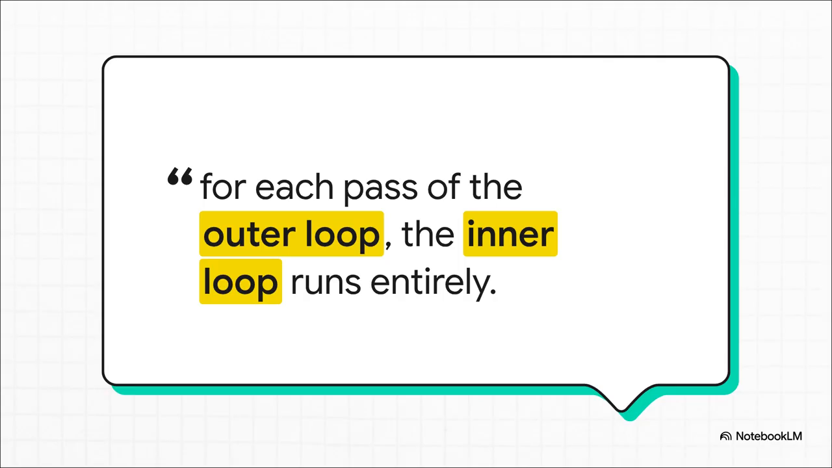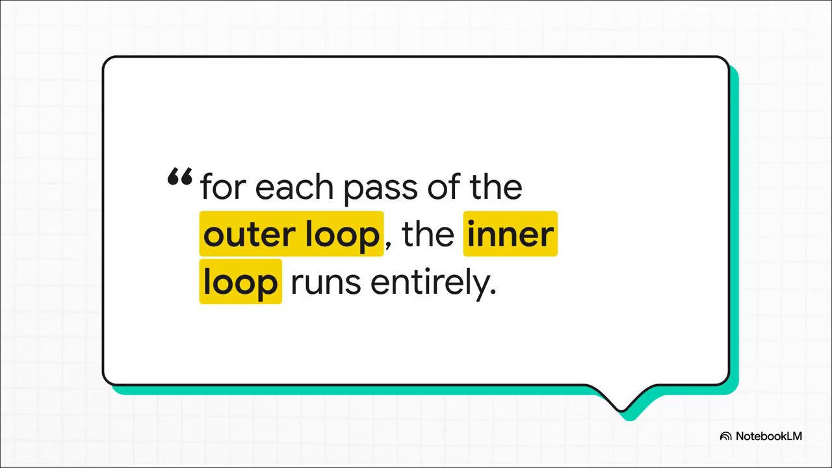And here is the golden rule, the one thing you really need to remember. For every single pass of the outer loop, the inner loop runs completely, start to finish. Think of it like this. The outer loop takes one big step, then it just pauses and waits for the inner loop to do its entire job before it even thinks about taking its next step.